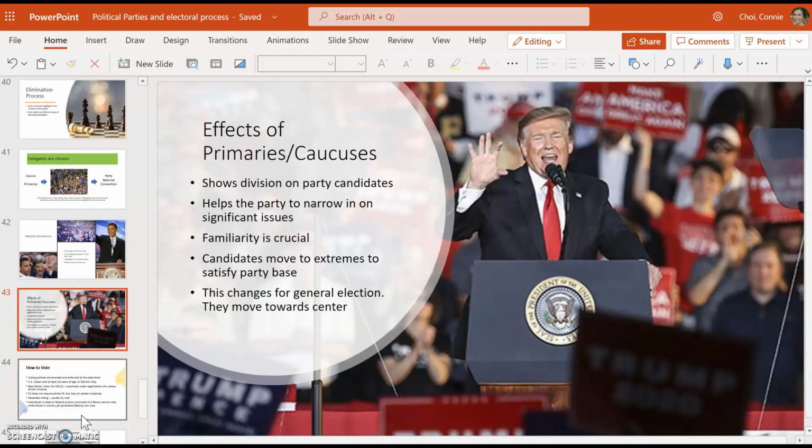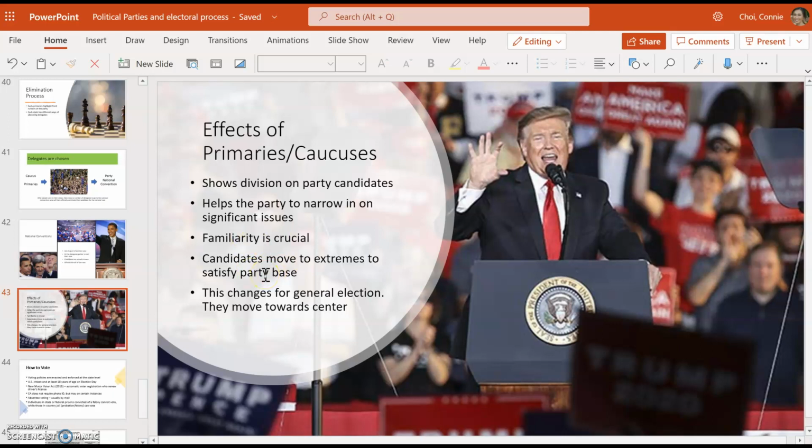So the effects of the primaries and the caucuses: it does show division in the particular party. For example, if you are running in the Democratic primaries, all those candidates are arguing against each other. So you get to see how they differ on particular issues, and you do see some differing opinions from the candidates. But it does help to narrow in on who you see as a favorite candidate for the Democratic Party, in this case for the 2020 election.